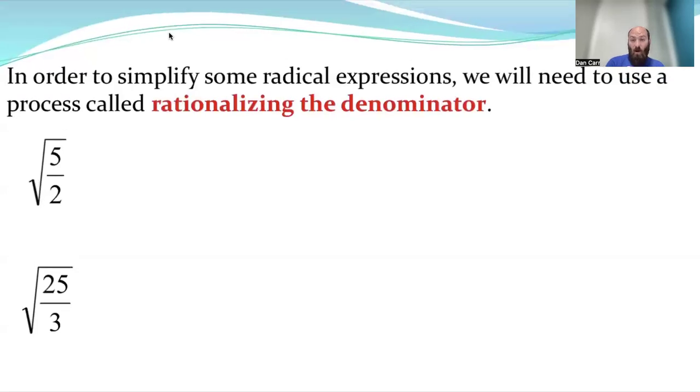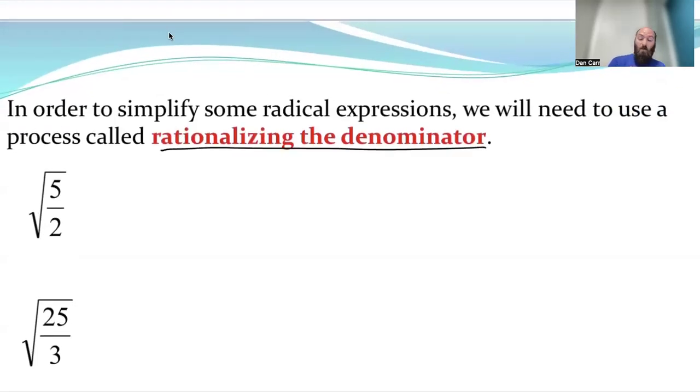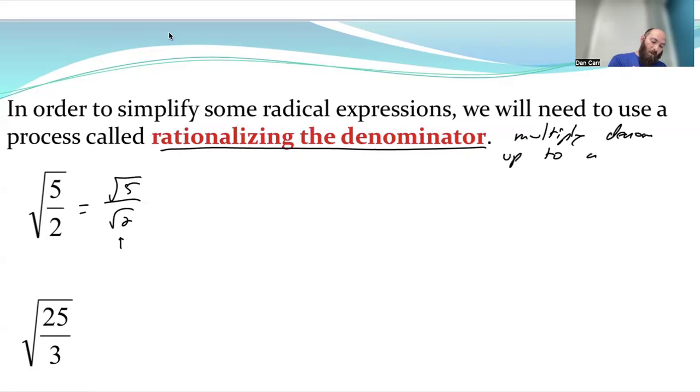Now, in order to simplify some of our radical expressions, we'll need to use what's called rationalizing the denominator. So for example, with this one, it's the square root of 5 over the square root of 2. I don't like that square root of 2 on the bottom. It just doesn't look good there. So what we can do is when we rationalize the denominator, we are going to multiply our denominator up to a perfect square. What that means is if I look at 2, the next perfect square would be 4. So if I multiply this by the square root of 2, that will become the square root of 4, my denominator, which becomes 2.